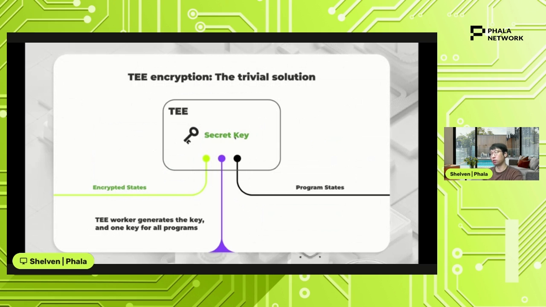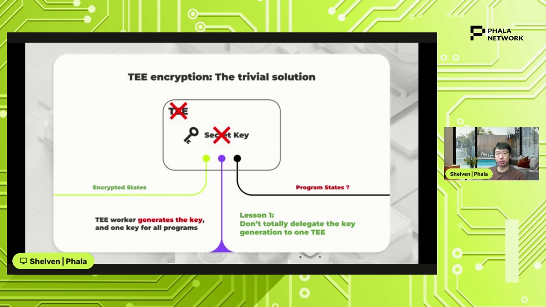So this is how it works. The TEE generates the key, and it uses one key for all the programs deployed to this hardware. Every time it runs these programs, it uses its secret key to decrypt the states, do some calculation, update the states, encrypt the states back, and store them back to the disk. So this is how the whole process happens.